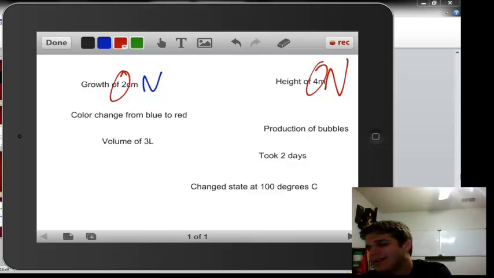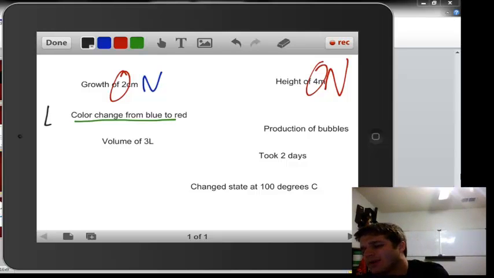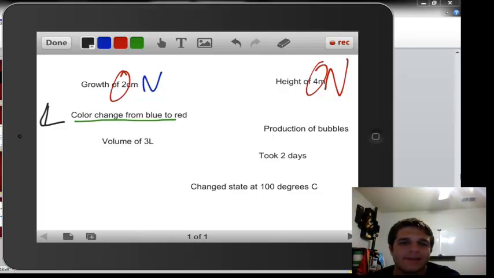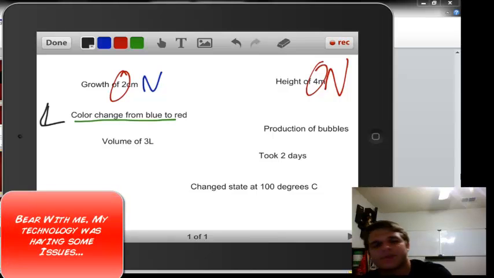Now, how about this example right here, which says a color change from blue to red? Is that going to be qualitative or quantitative data? This, in this case, would be qualitative data. It would involve a change from blue to red, something visual that you noticed. How about the production of bubbles? That's going to be qualitative data also. Now, these two right here, volume of 3 liters and it took 2 days, these are both going to be quantitative data. This is because, once again, they involve that numbers thing.